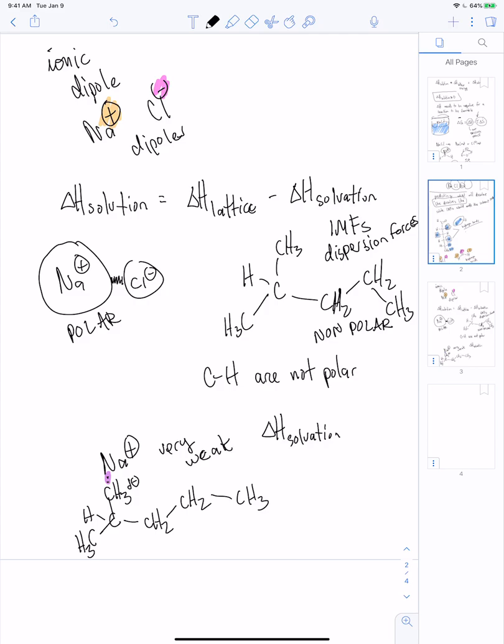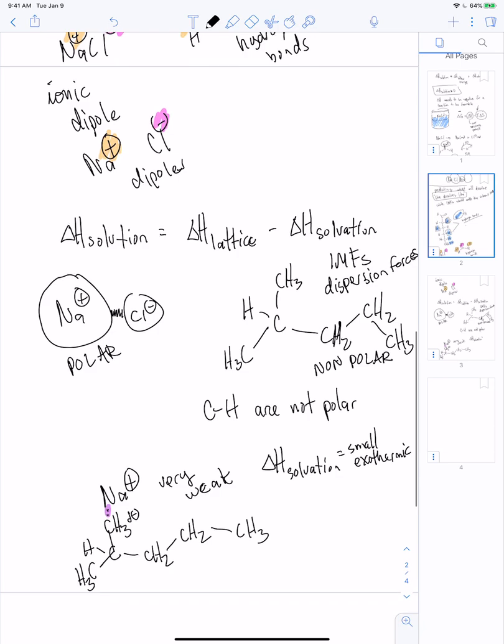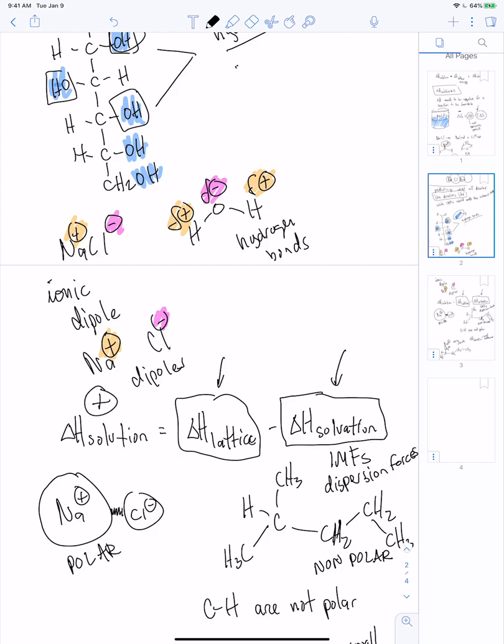So delta H of solvation is going to be very small and exothermic. Even when the delta H of solvation is favorable, as when you're dealing with water, the lattice energy usually wins out and makes it slightly positive. You can imagine that if delta H of solvation is very small, then the lattice energy is really going to swamp it, and thus delta H of solution is going to be extremely large and positive.